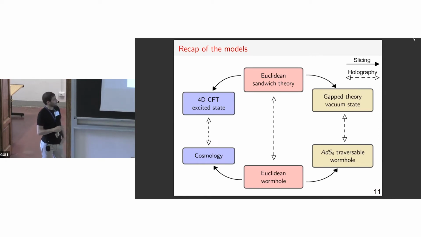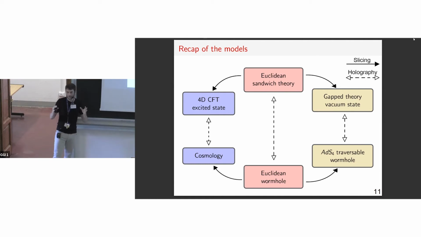Then in these models where you have two reflection symmetries, we can slice open the path integral in two different ways. One way gives you a 4D CFT excited state where you have no 3D degrees of freedom, and that corresponds to having a cosmology in the bulk. And the other possibility is to slice it open just to define the corresponding sandwich theory in Lorentzian signature. And the vacuum of this gapped theory will be dual to a Lorentzian traversable wormhole. So note now that this cosmology and this AdS traversable wormhole, or equivalently the 4D CFT excited state and the gapped theory vacuum state, are related to each other by a double analytic continuation.